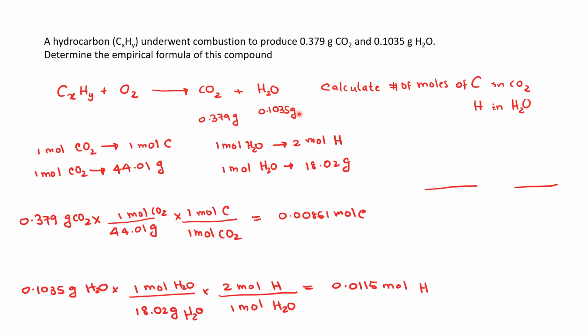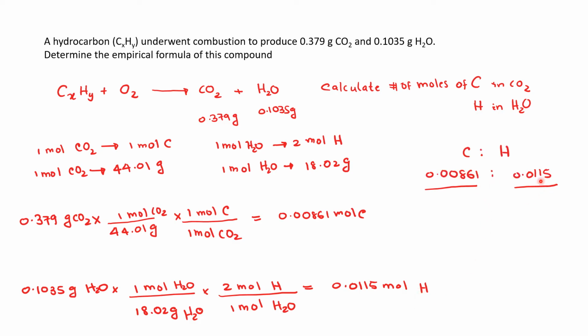We do the same for the water. We have the mass of water here and we use the molar mass to convert this to the number of moles of water. And then we find the number of moles of hydrogen by using this stoichiometric relationship. Now we have moles of carbon and moles of hydrogen.